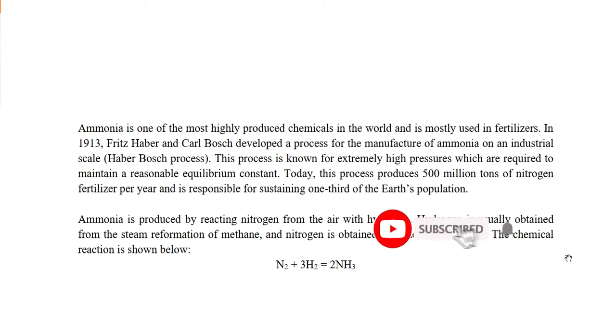So this video is related to process flowsheeting, and the process we have taken for the simulation study is ammonia production. It's a common, famous process, the Haber-Bosch process, known for the extremely high pressures required to maintain a reasonable equilibrium constant. Today this process produces 500 million tons of nitrogen fertilizer per year and is responsible for sustaining one third of Earth's population. The basic reaction is nitrogen reacting with 3 moles of hydrogen to produce 2 moles of ammonia.